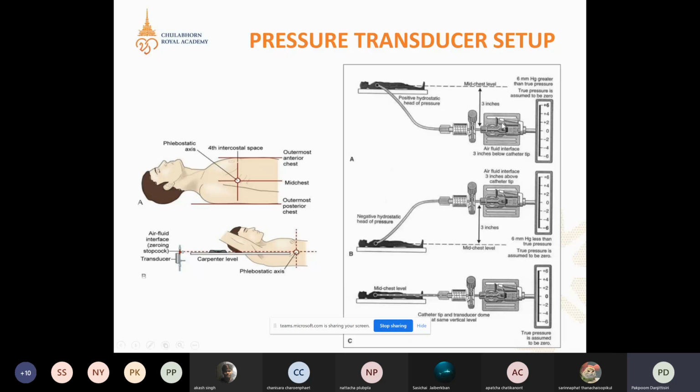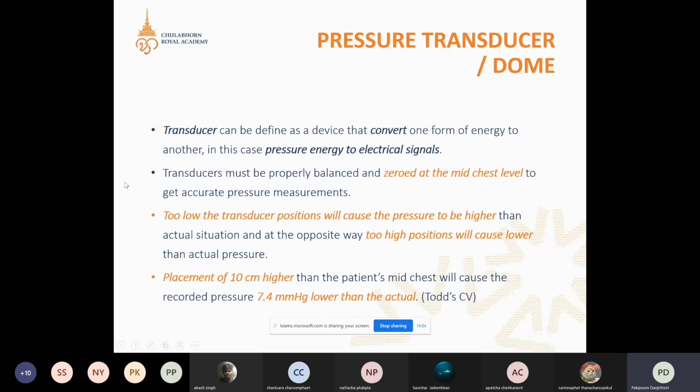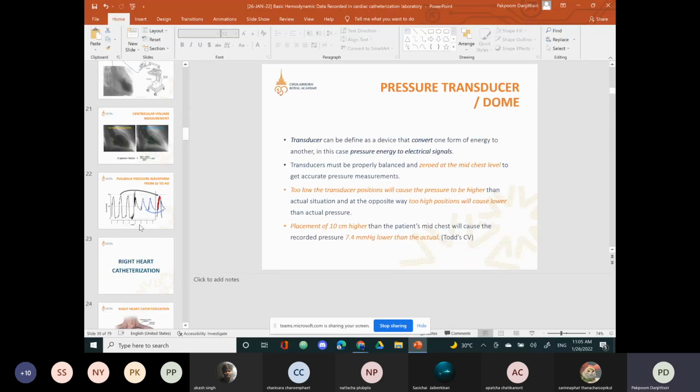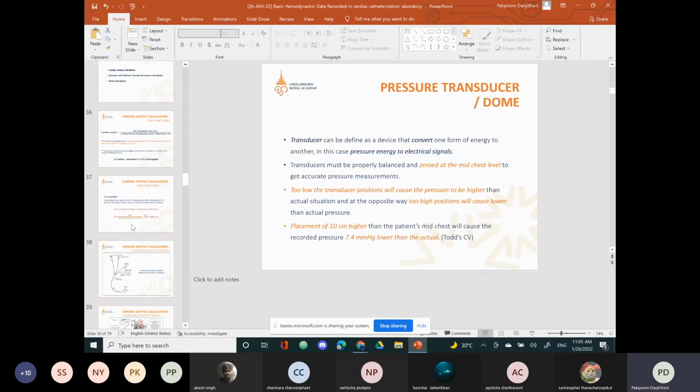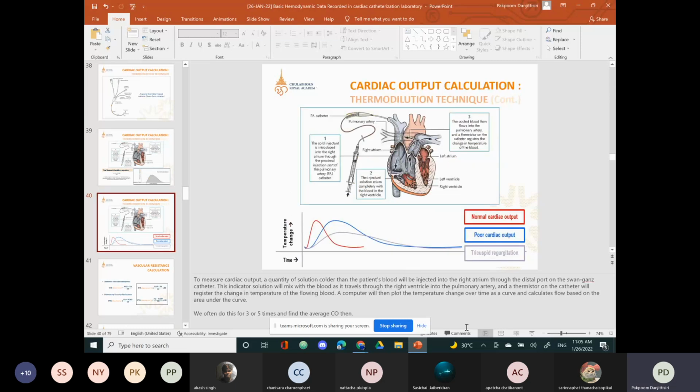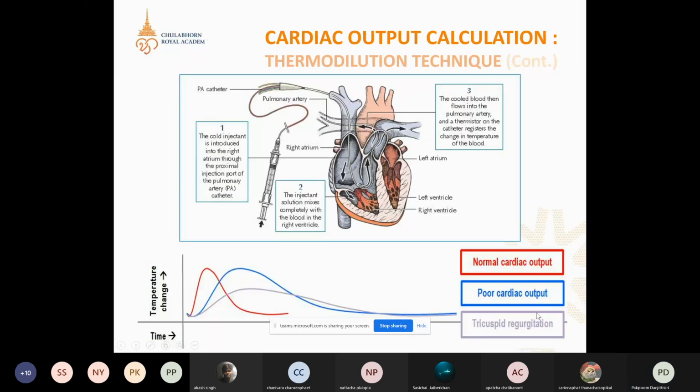Okay, and the second point is about the proximal port, where the cold injectant solution will be injected out.